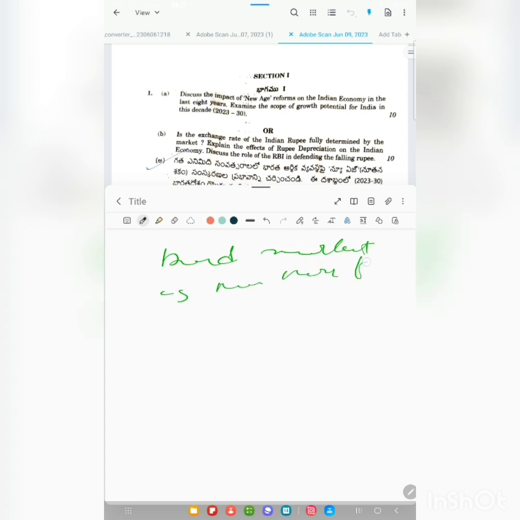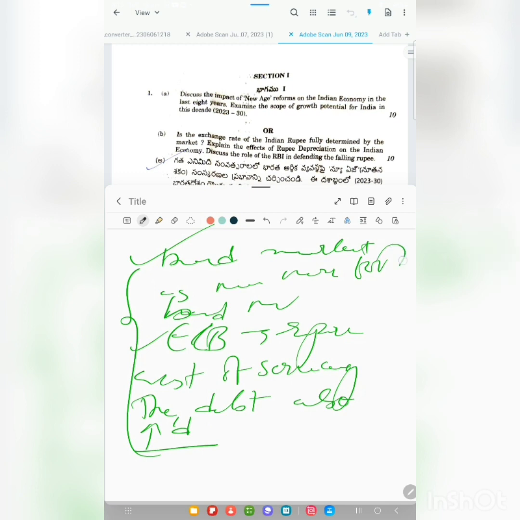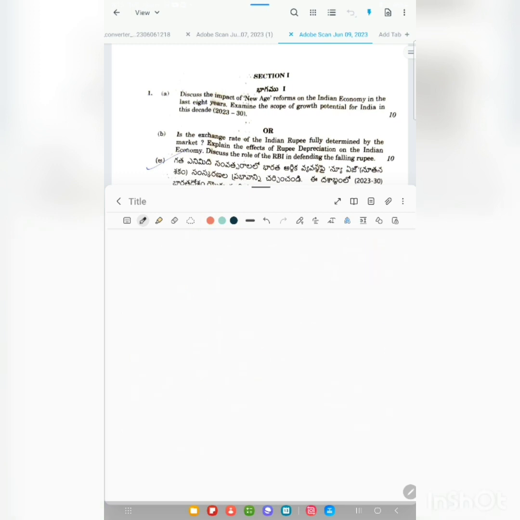More value for bond markets. And what about the external borrowings? Since your rupee depreciates, the cost of servicing the debt also increased. Do you get the point? So here you can add 5 points where you talk about how the depreciation of the rupee is going to impact the Indian economy.